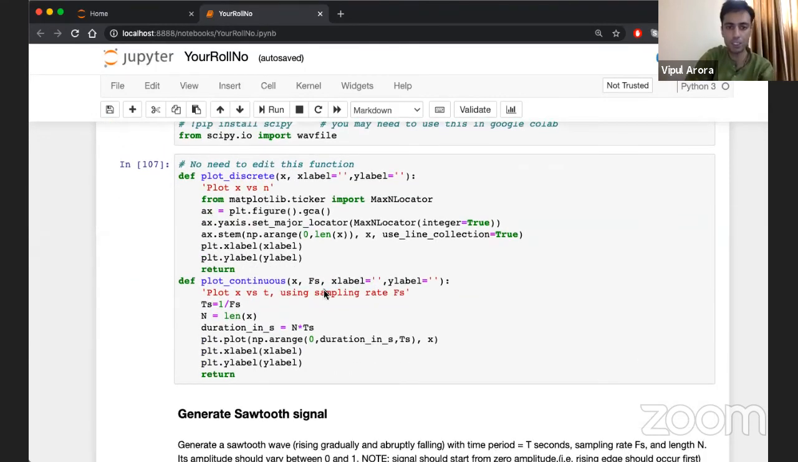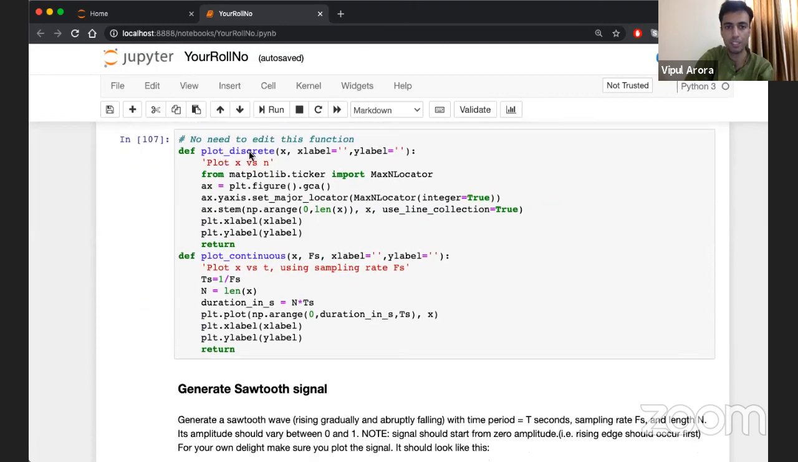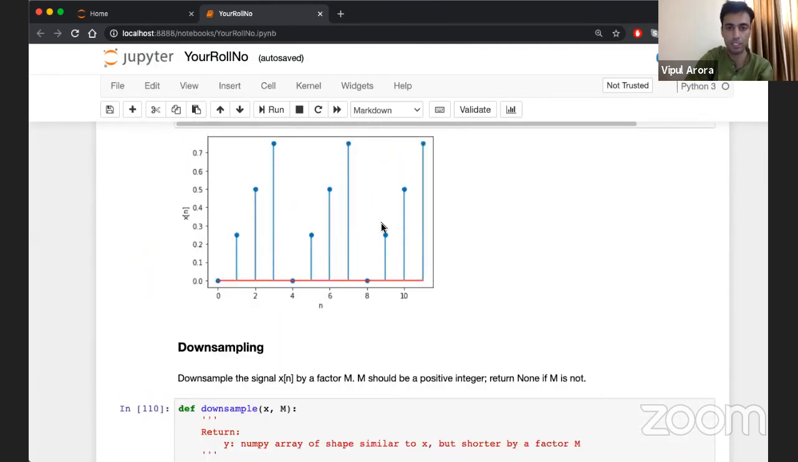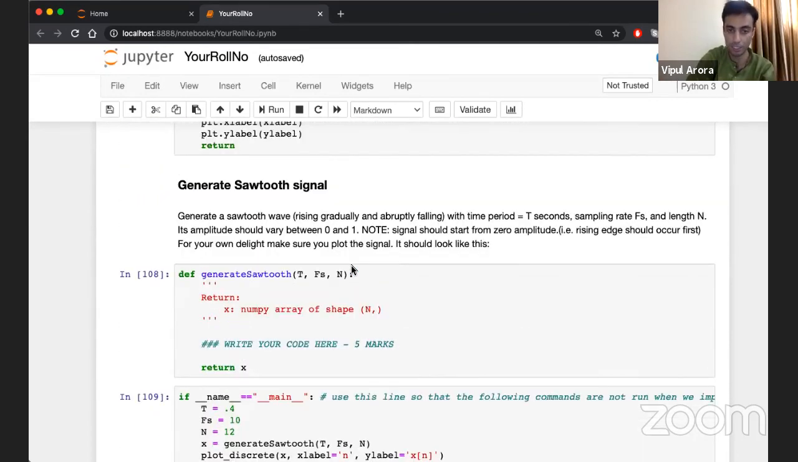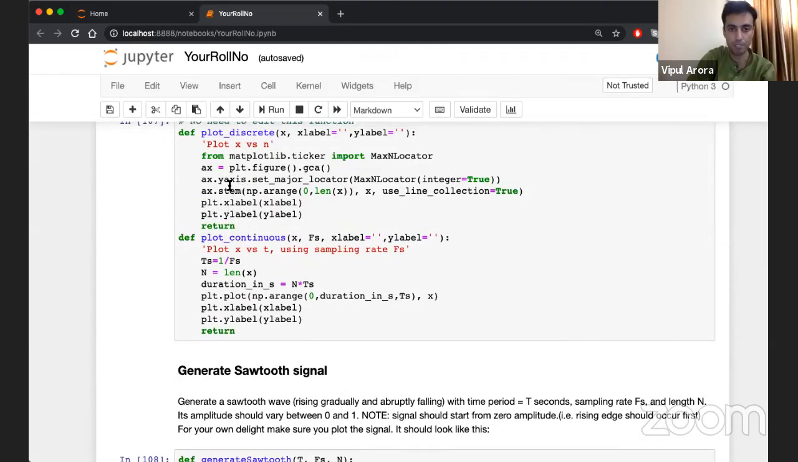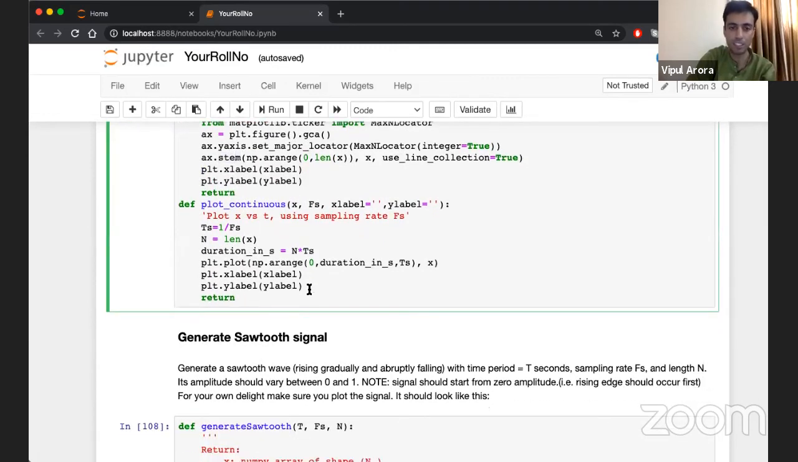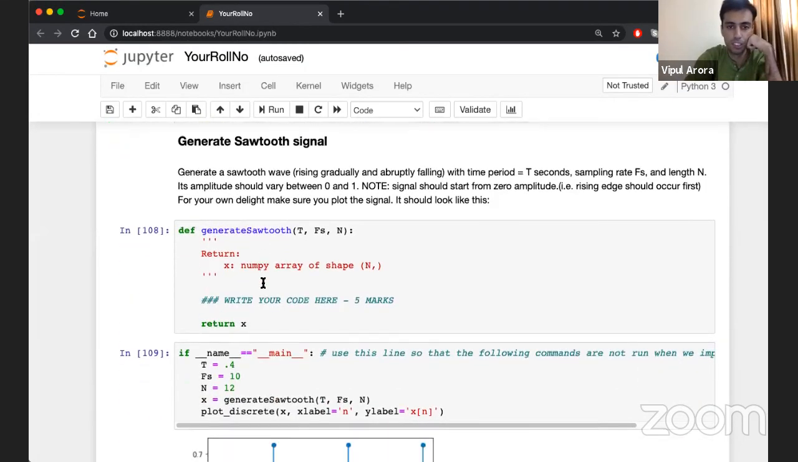These are some functions which you need for plotting. You don't have to do anything here. Let it be like this. It's the matplotlib library which I'm using. Plot discrete plots like this. It's a stem plot. Basically, every discrete value 0, 1, 2, 3 will have a point, a value, and that value is represented by this dot and this height. This is the representation for a discrete signal. It's called a stem plot. This is just Python terminology. Then continuous values, I don't think we are using this function in this assignment.